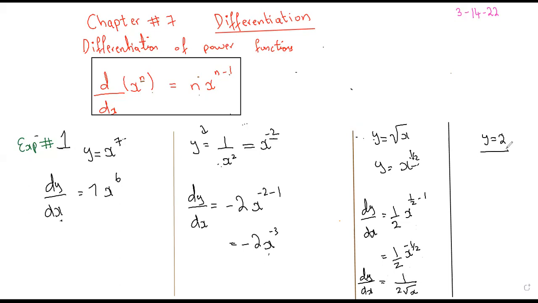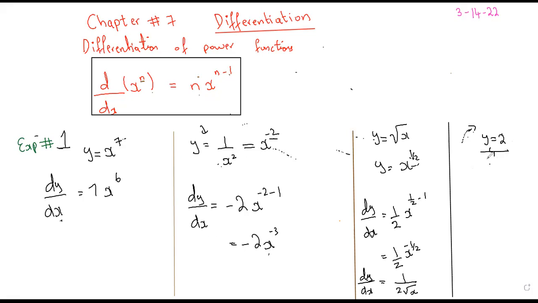What about this one? I want all of you to try this one. Y equals 2. Yes, Munja, what do you think? What would be the derivative in this case? 0. Very good. Why is it 0? Because it's a constant, if you follow the same concept.